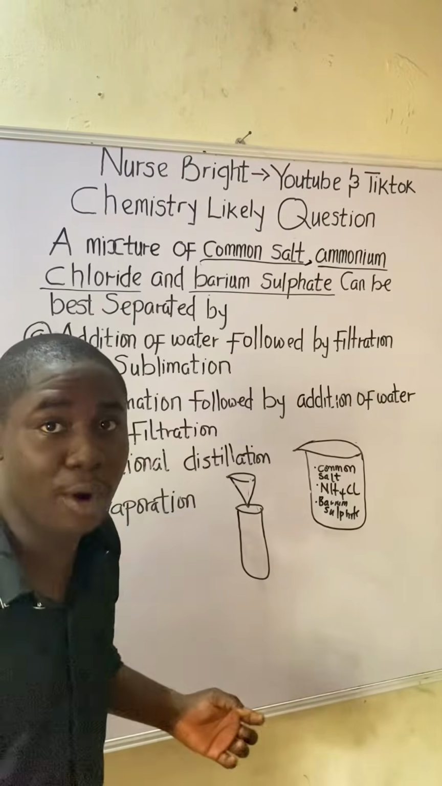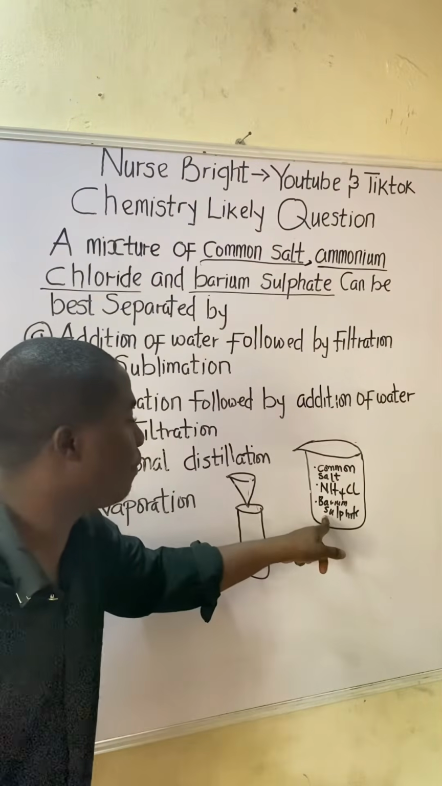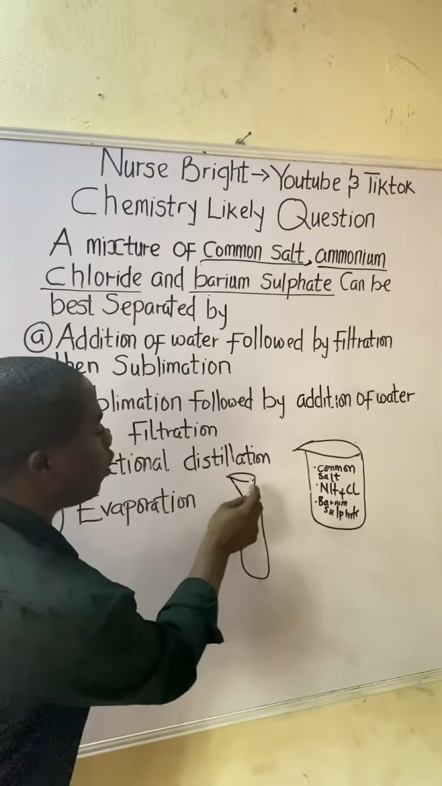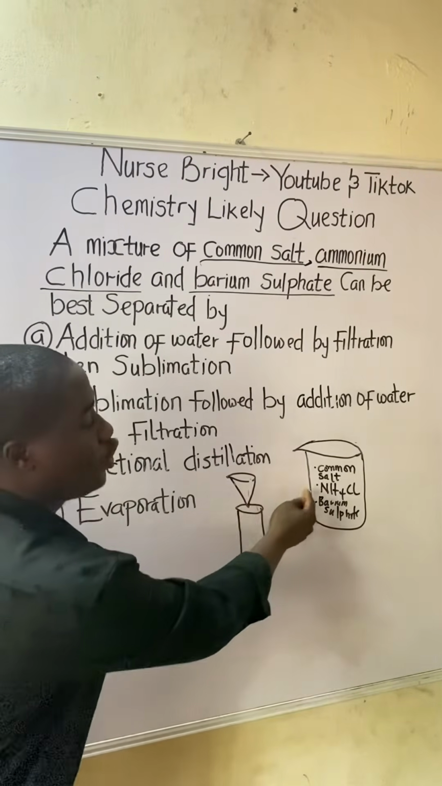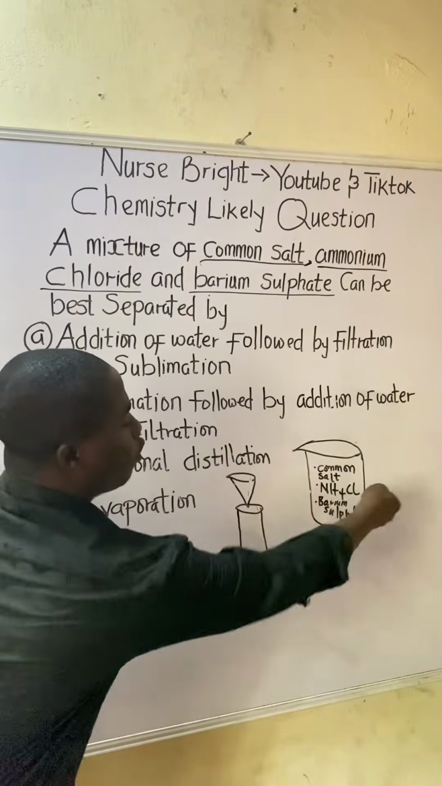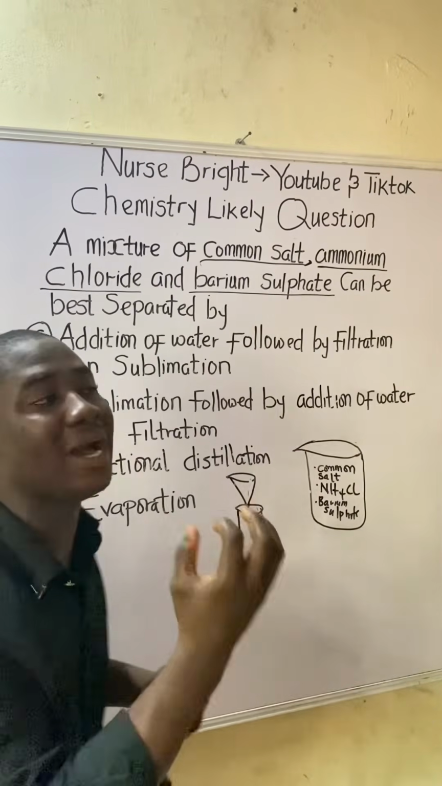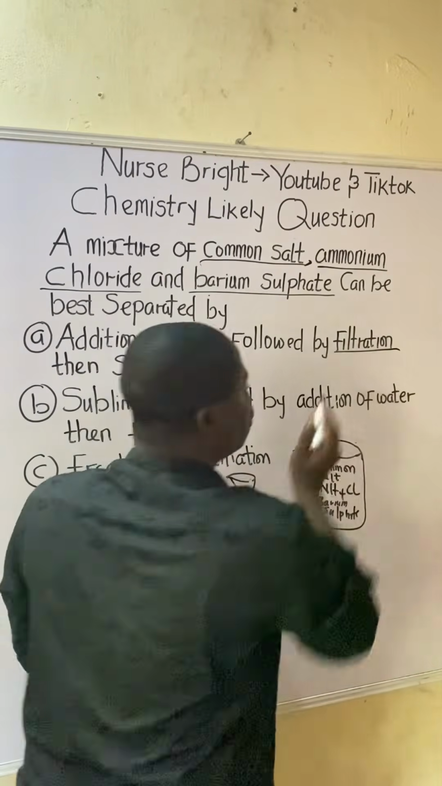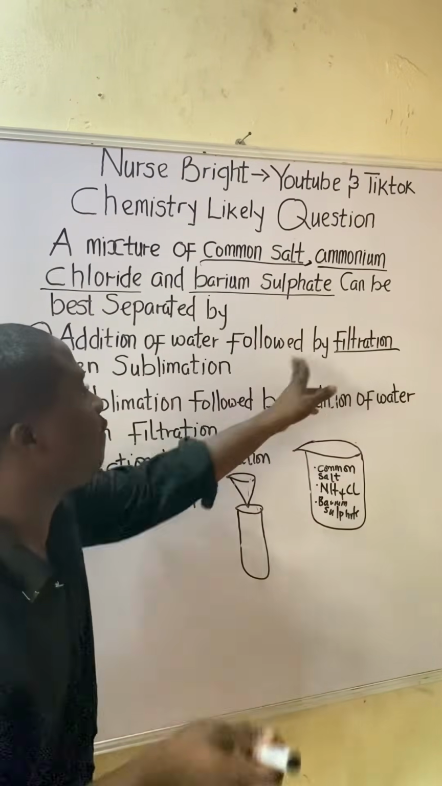So what do you think will occur here? Because now we said that barium sulfate is insoluble. Definitely barium sulfate will remain in this filter paper, just allowing common salt and ammonium chloride to pass, because both of them actually dissolve in that water that we've added. So what did we just do? Filtration.